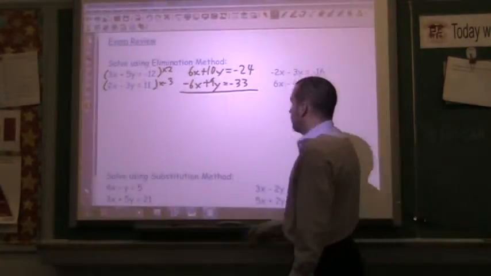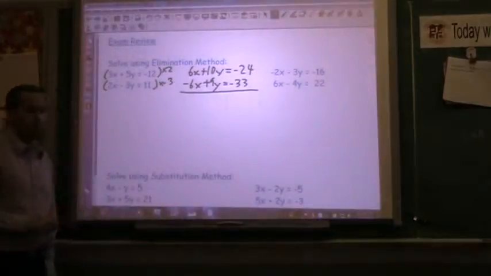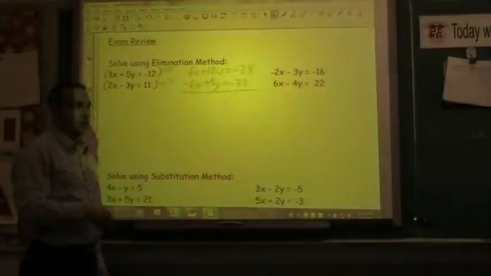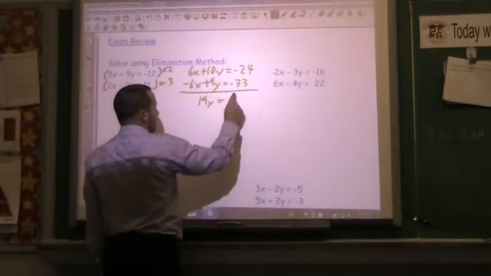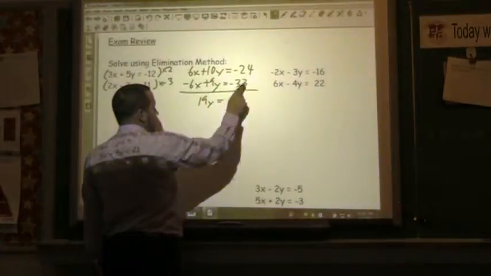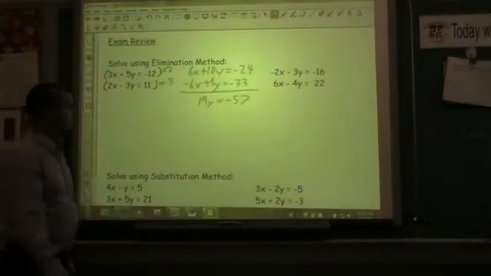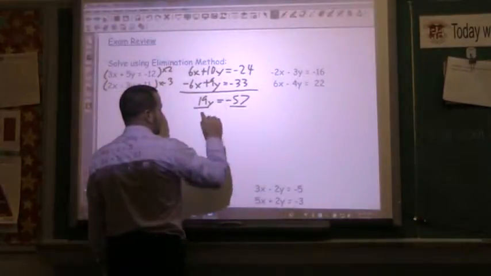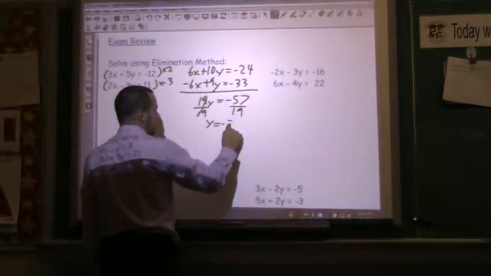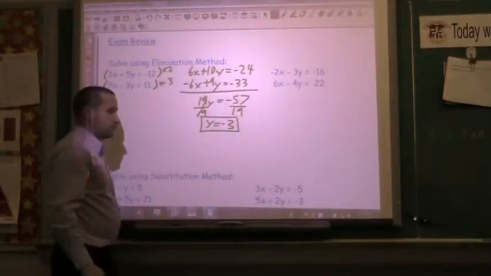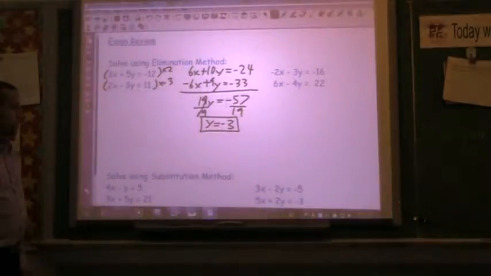Put those together. So we add those two equations together. 6x plus a negative 6x gives me 0x, and my x's have been eliminated. 10 plus 9 is going to give me 19y, and this is going to give me negative 57. I want y by itself, so I divide both sides by 19. And you end up with y equals negative 3. So there's the y value of my intersection point.